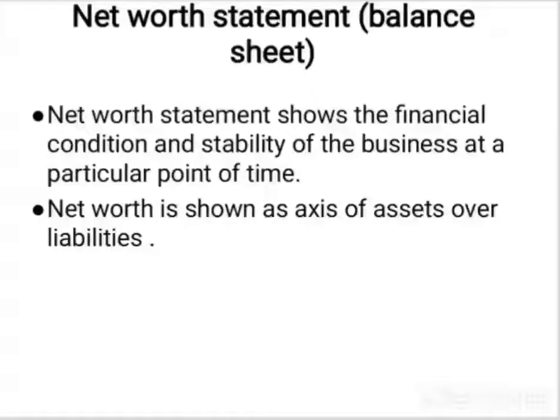Always remember, the balance sheet or any final account shows the financial condition of a particular firm or business organization for a particular time period, maybe a financial year, maybe 6 months. Every balance sheet or financial statement is prepared for a particular time period, and the net worth is shown as the excess of assets over liability. What are the assets the business or the farmer has over his liability? Assets minus liability is the net worth.